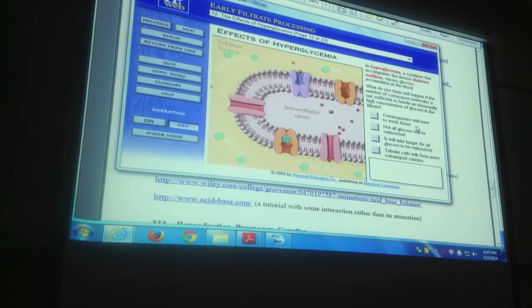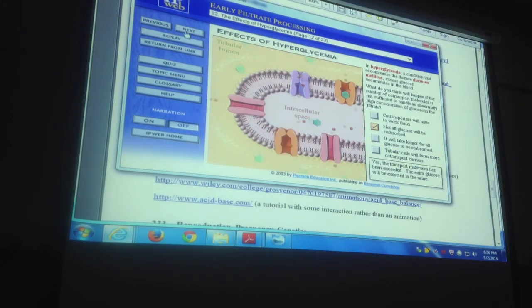Will the enzymes work faster? No, you really can't control their speed, right? That doesn't happen. Will some of the sugar not be reabsorbed? I can buy that. Will it take longer? Doesn't make sense. And will you magically make more enzymes? No. The best choice is not all. Right. So you're overwhelming or oversaturating the enzymes. They only have so many enzymes to move so much sugar. So if I have more sugar than they can work on, they just don't work on it.